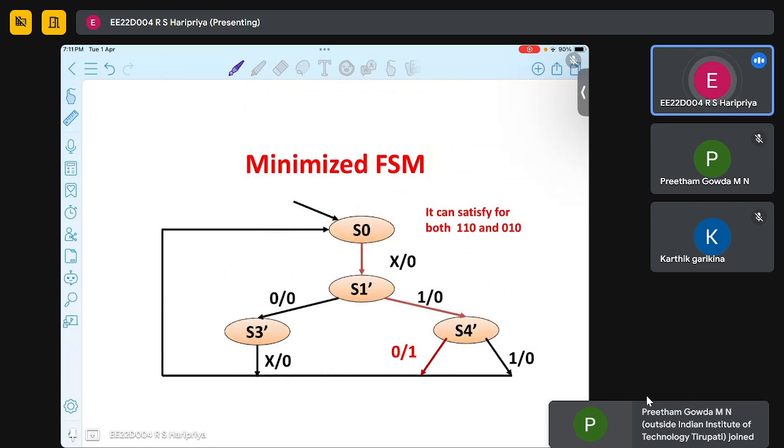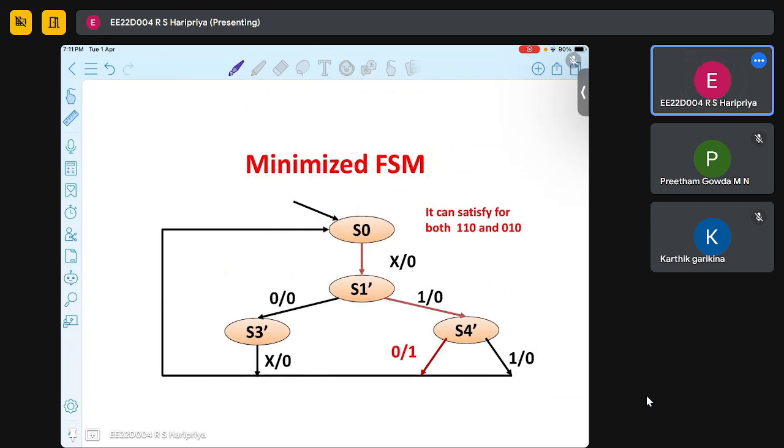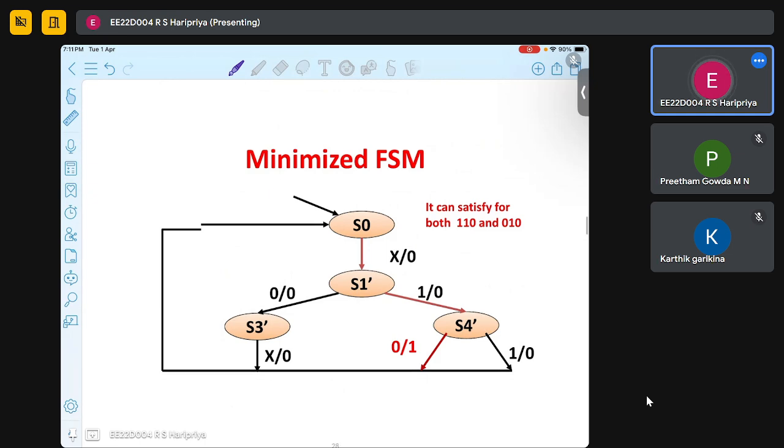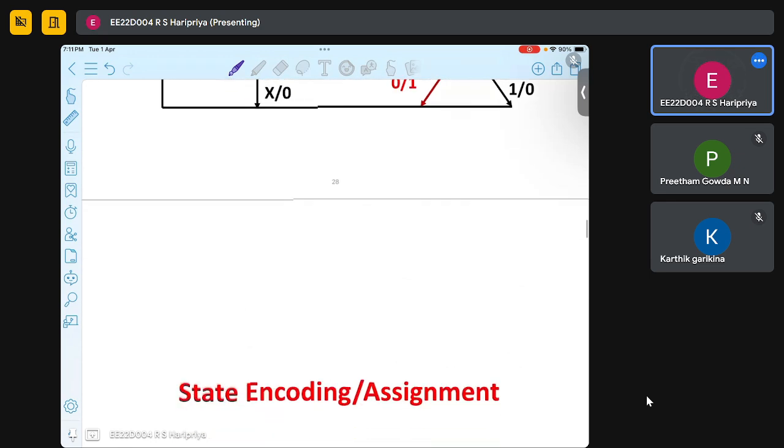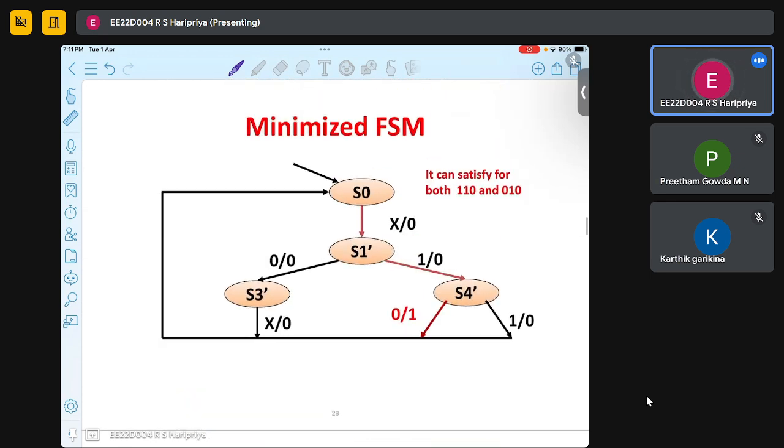So any doubts here, in this method of using the implication chart to minimize the FSM?